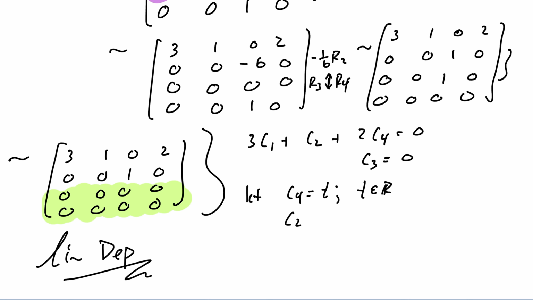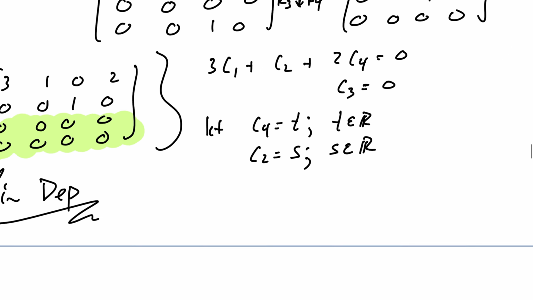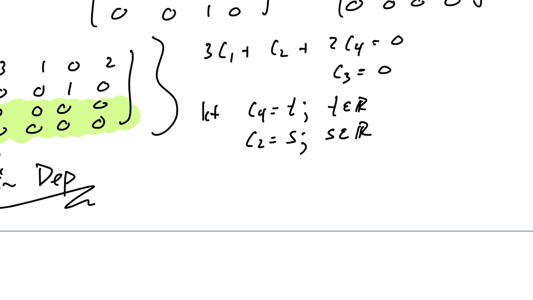C3 we know is 0. C2, I'm going to have to introduce another variable. This will be s. It can be any parameter. So putting this together here and solving for C1, I end up getting that 3C1 is going to equal negative 2C4 minus C2, which means that C1 in this case is going to be minus 2t minus s, divided by 3. And I'm getting this here.